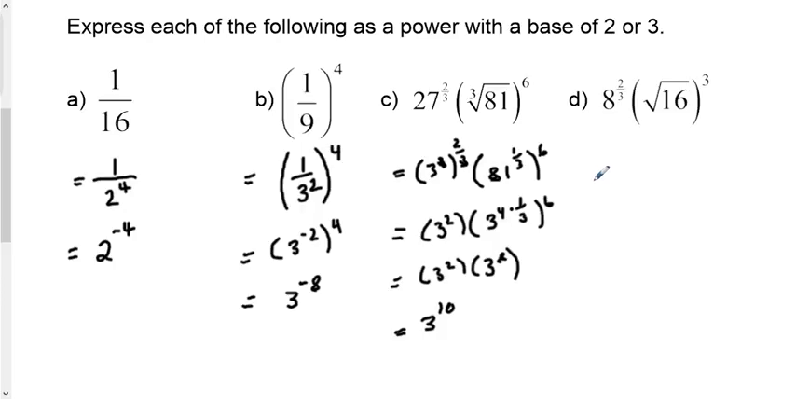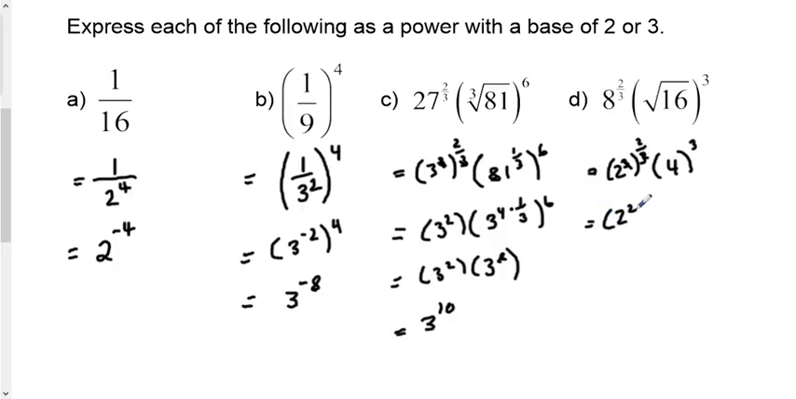And the last example here, I've got 8 to the 2/3. That's going to be 2 cubed to the 2/3. Square root of 16 is 4, so I'm going to go ahead and do that, and that's going to be cubed. So once again, you'll see I have 2/3 and a 3 here. So that 3 will cancel with that 3.